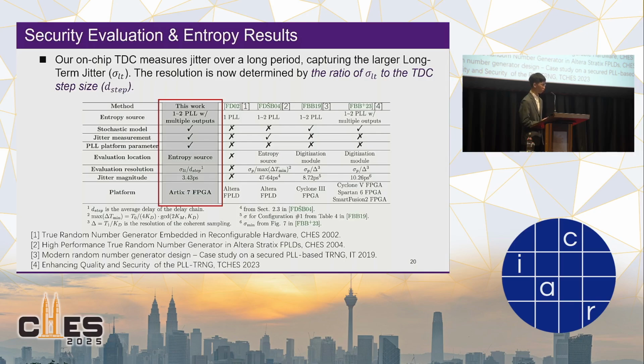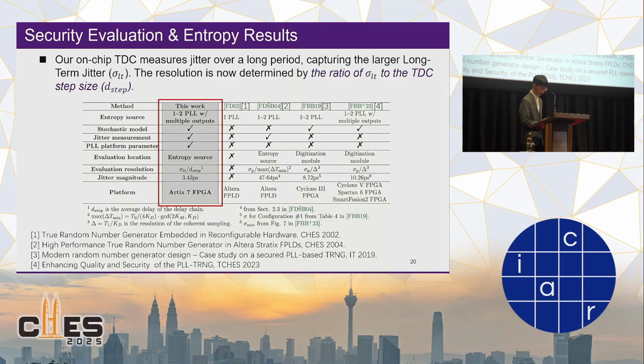So how can we achieve that? It comes down to what we measure. Previous work may focus on the period jitter, which is the tiny period variation of the clock from one tick to the next, while our work focuses on the long-term jitter.